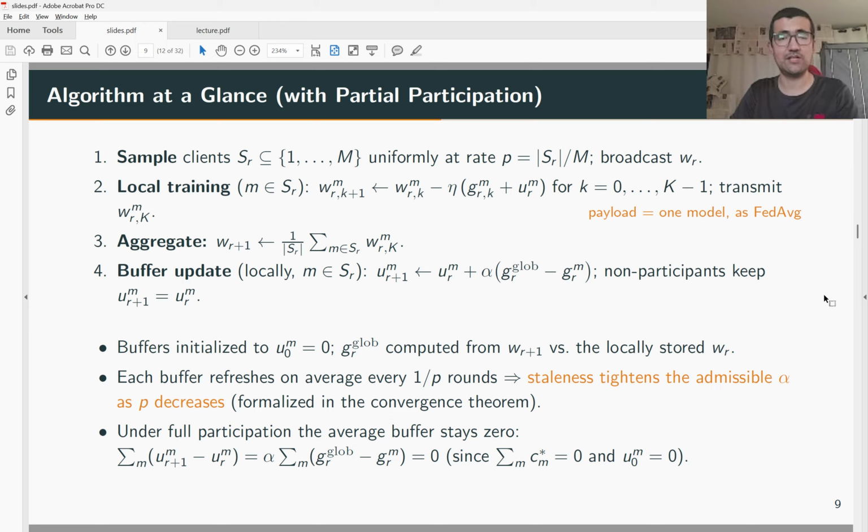Two remarks to be mentioned here. The buffer starts at 0, so the first round is plain FedAvg. And under partial participation, a given client only refreshes its buffer about once every 1 divided by p rounds, and that staleness is not a detail. It tightens how aggressive you can be with alpha, and our theory makes that precise, which brings me to the analysis.